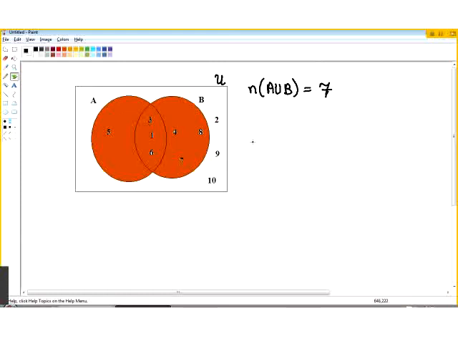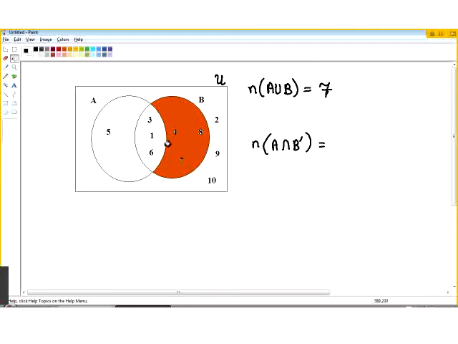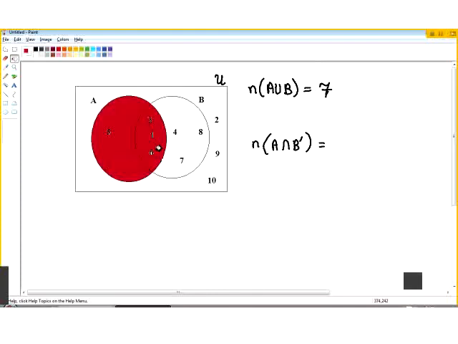Next question. N of A intersect B prime. The number of elements in A and outside of B at the same time. Think about it. That's what it's asking for. So we're looking at A. If you're looking at A, we're looking at these regions in red. That's A. And we're looking at B prime.